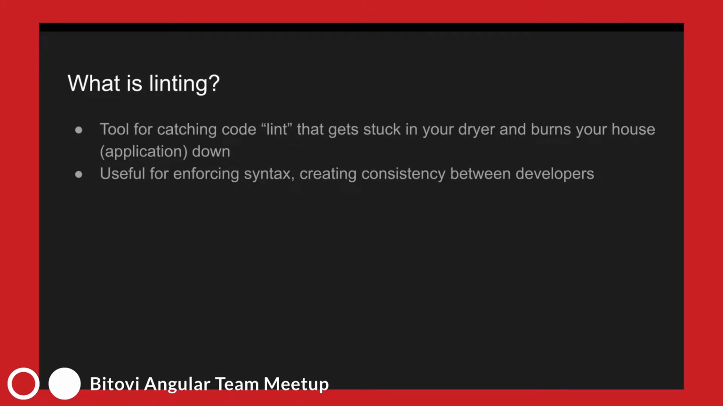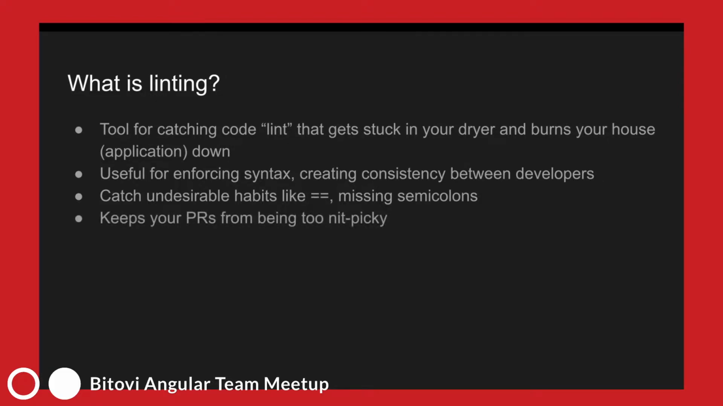If you have a bunch of programmers on a team, it's pretty unlikely that everybody's going to be writing code in exactly the same style. A linter is a good tool for catching practices that you maybe don't want, undesirable habits that programmers inevitably pick up along our journeys, things like double equals, missing semicolons, just little syntactical choices. This is a great way to keep your PRs from being really nitpicky. You don't need a human being to enforce the semicolon rule. You can have a computer in the form of a linter do something like that for you.